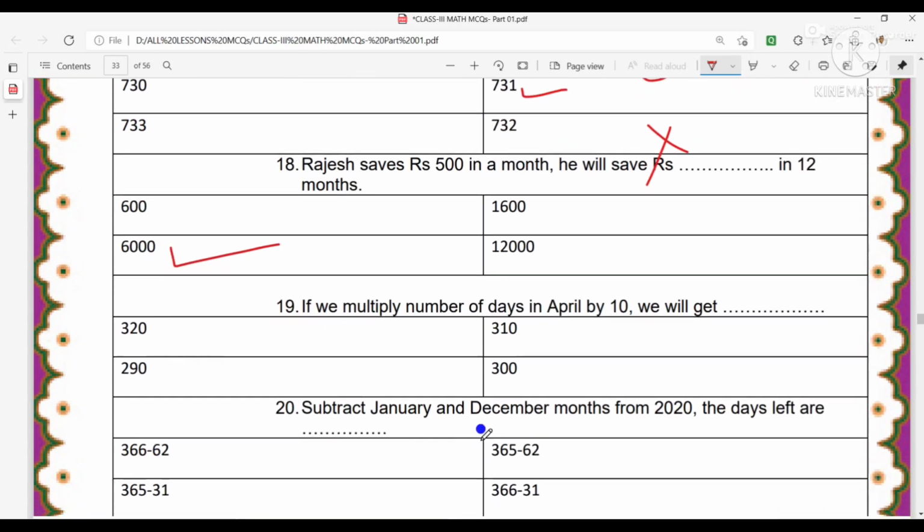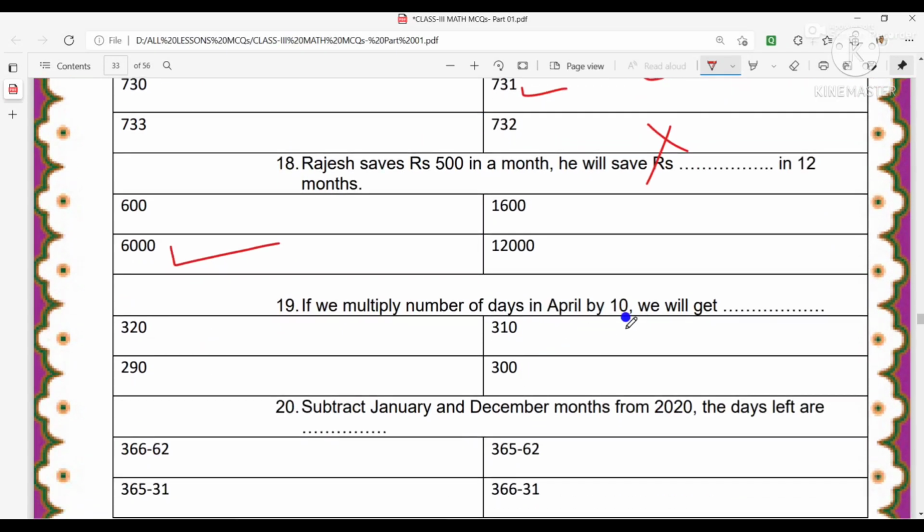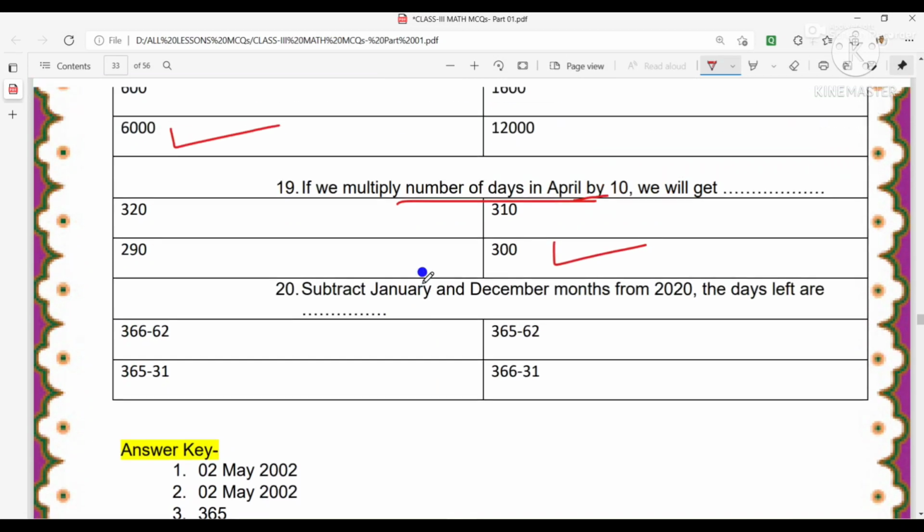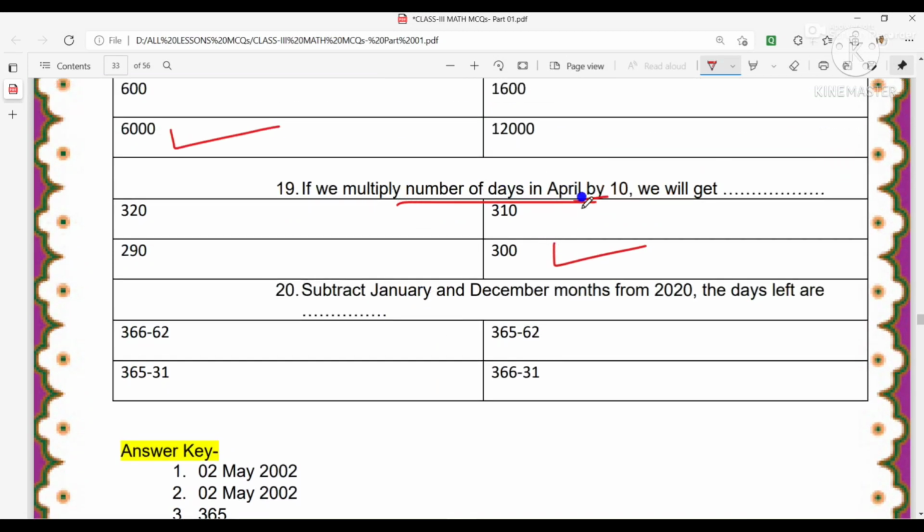If we multiply the number of days in April by 10, what do we get? The number of days in April you can find out by using a finger. January, February, March, April, 30. So 30 multiplied by 10, you will get 300. So 30 into 10 equal to 300.